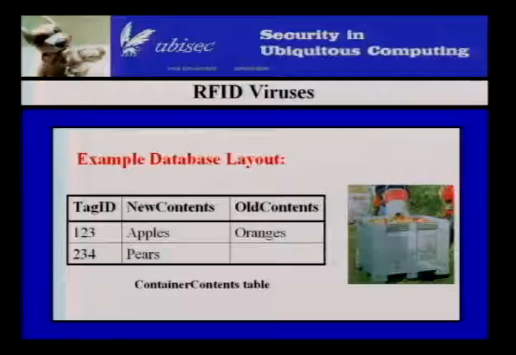The tag is going to get scanned again, because remember the system is continually polling. And then, of course, now apples is going to be the known state of the world. So now the new contents has been cleared, because you've already reset the data and written it to the tag, and old contents is now updated to reflect the new state of the system. So that's essentially the way that I think it would probably work. Just for simplicity, I'm calling this the container contents table, just to make it easy.